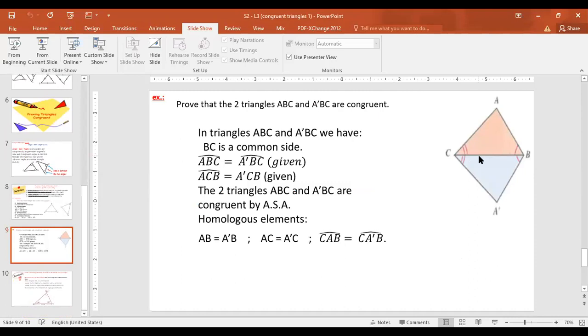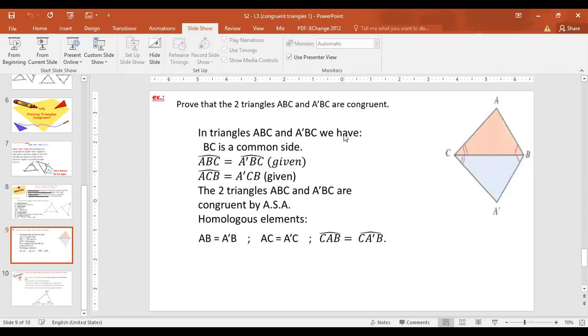Two. Okay, can you name the pink triangle? CAB, or ABC, right, Hassan? ABC. Can you name the blue triangle? A prime BC. Okay, Hassan, we should prove that these two triangles are congruent. First, we start with the starting sentence. In triangles ABC and A prime BC, we have.